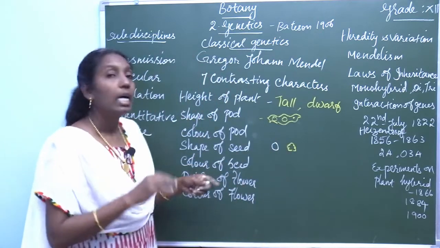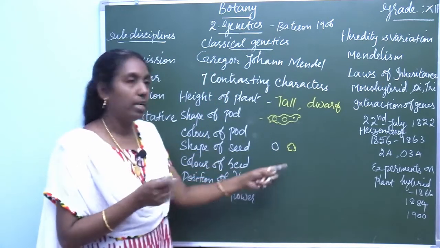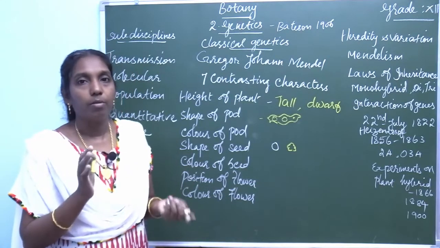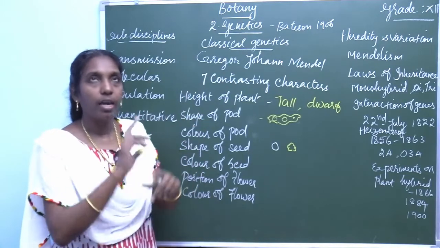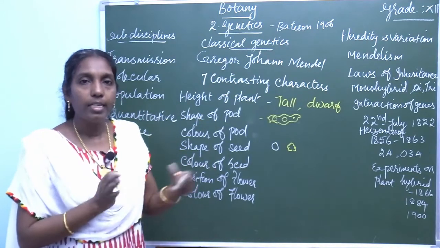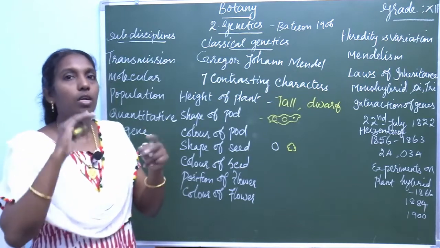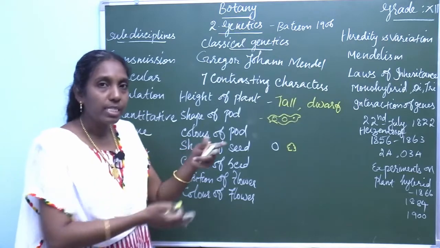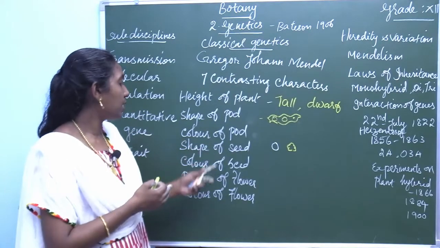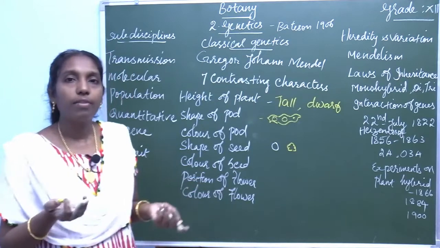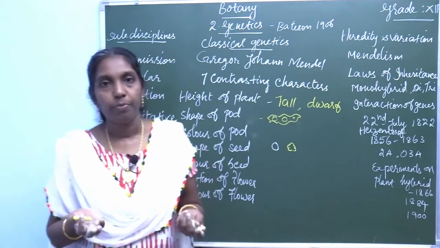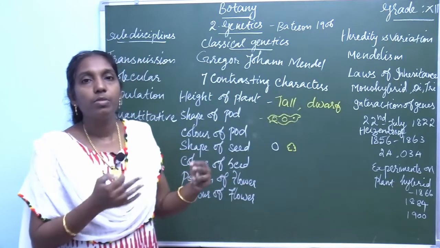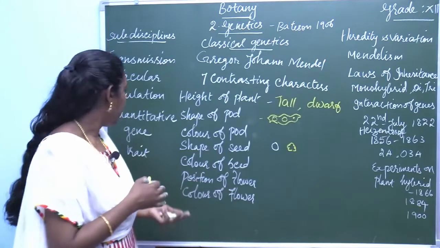Color of seed, yellow color or green color. Yellow color is dominant over green color. Position of the flower: the flower is produced either in the terminal position or in the axillary position. When it is produced at the tip, it is terminal. When it is produced in the axil of the branch, it is axillary in position. And the color of the flower is purple or white. So, these are all the contrasting characters Mendel selected and observed in his hybridization experiments.